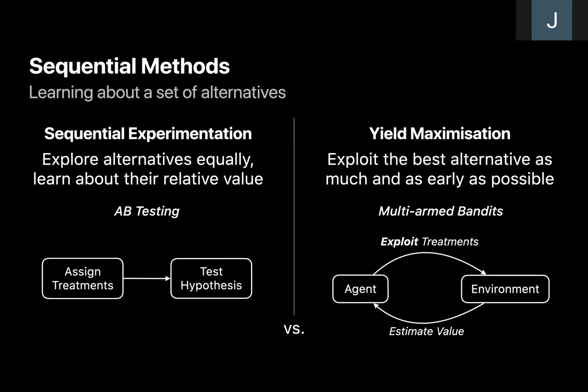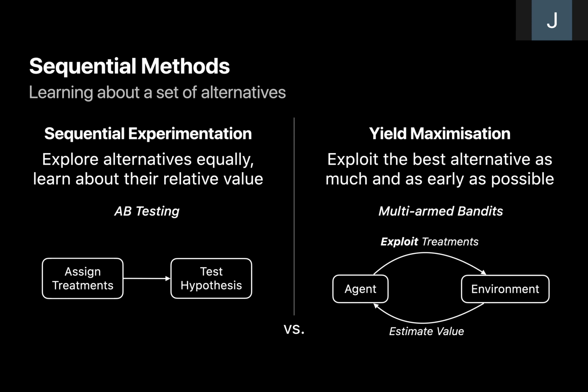Another context is where people want to maximize yield in the real world. This can be applied in industry or in clinical medicine, where you want to exploit the thing that is better as much and as early as possible. People often refer to this problem framing as a multi-armed bandit problem, where you're trying to exploit as well as explore the environment that the agent is sitting in, seen as a reinforcement learning problem, so as to maximize long-term value.